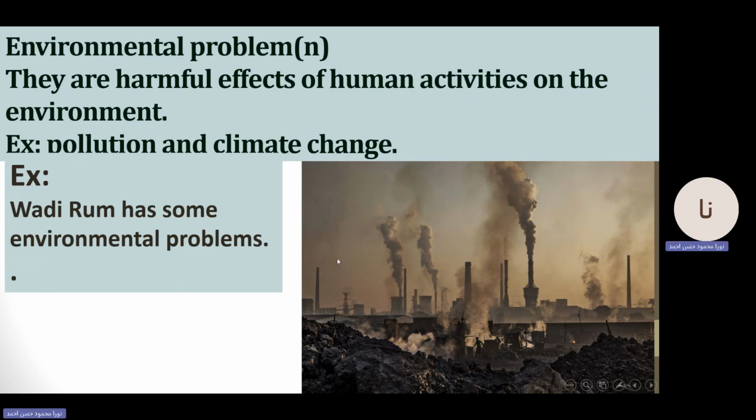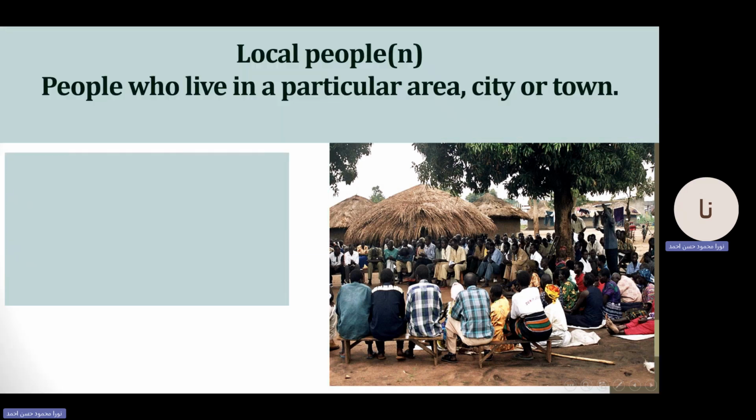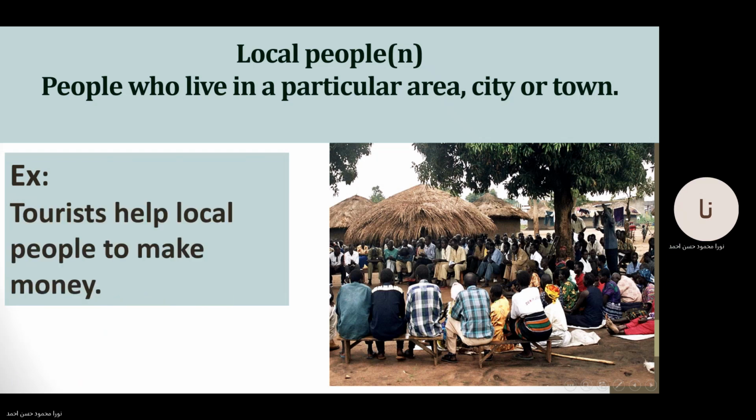Okay, what can you see here? Yeah, it's someplace in Africa, right? People are gathering. These people are called local people. Local people are people who live in a particular area, city, or town. They are the natives, okay? For example, tourists help local people to make money in Wadi Rum, but instead they threw rubbish.